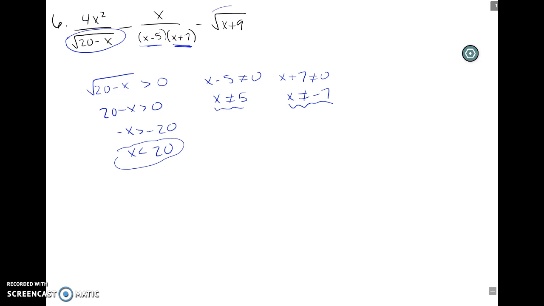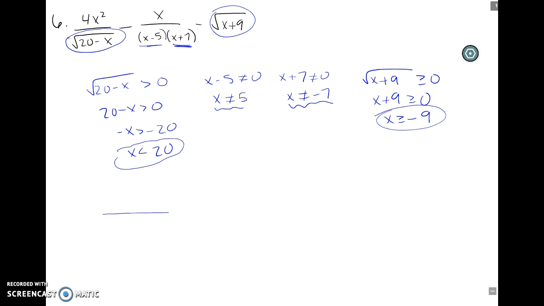And then the last part we have right here, we have another square root. This one is not on the denominator, so it can be 0, it just can't be negative. So the square root of x plus 9 is greater than or equal to 0. Okay, so it can equal it. You can have the square root of 0, it's 0, but you can't have the square root of negative 1, for instance. So square both sides, you get x plus 9 is greater than or equal to 0. So x is greater than or equal to negative 9. So that's where I messed up on the answer key. I put positive 9, not negative 9.